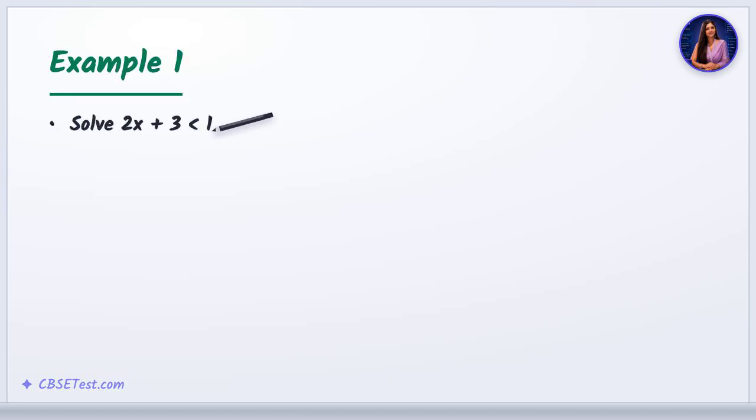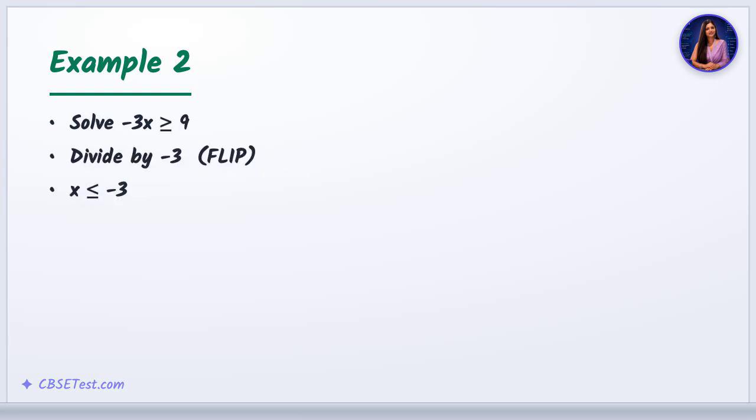Solve 2x + 3 < 11. Subtract 3 to get 2x < 8, then divide by positive 2, x < 4. For -3x ≥ 9, divide by -3, and because it's negative, flip the sign, so x ≤ -3.